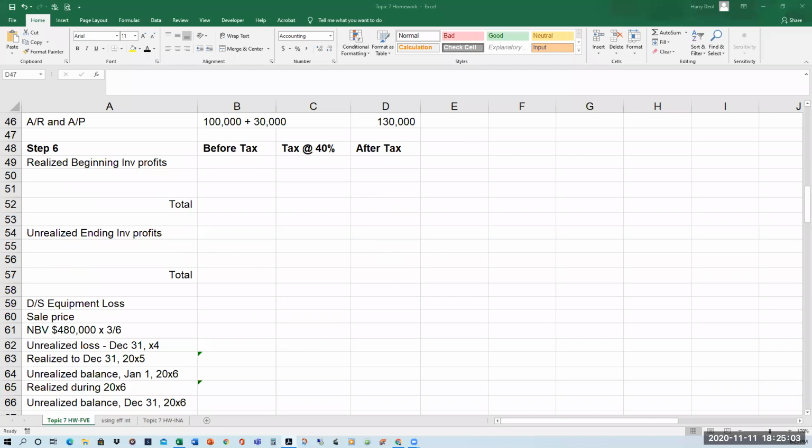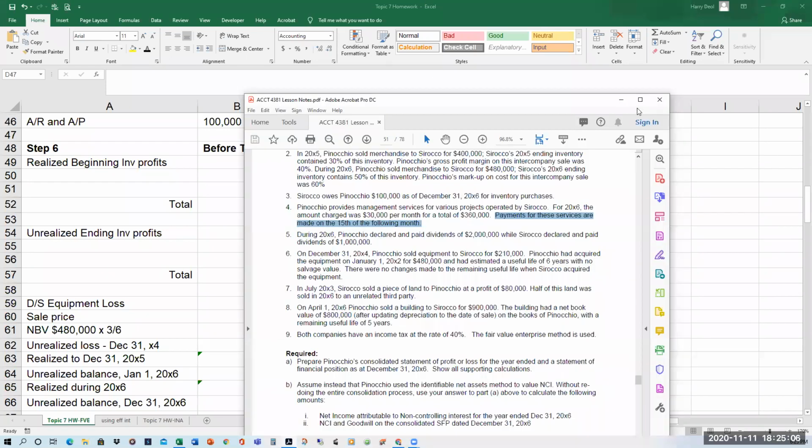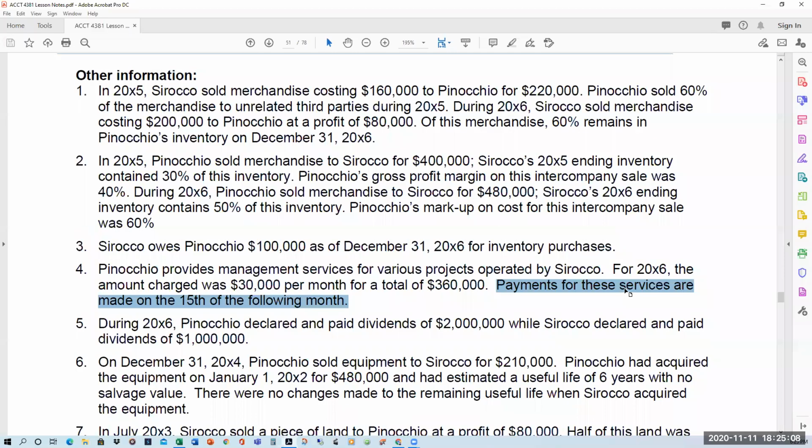Next up is step 6. Now, step 6 is very comprehensive for this problem. And that's one of the reasons why I use this problem. I have tried to give you information about the intra-company profit amounts in as many different ways as I could think of. So if you read information 1, in the year 2005, which was last year, Sirocco sold merchandise costing $160,000 to Pinocchio for $220,000.